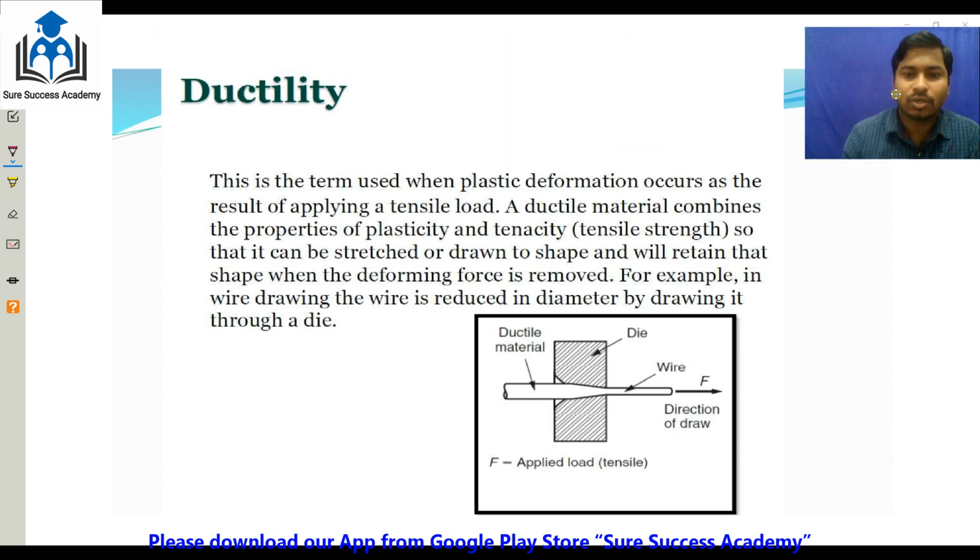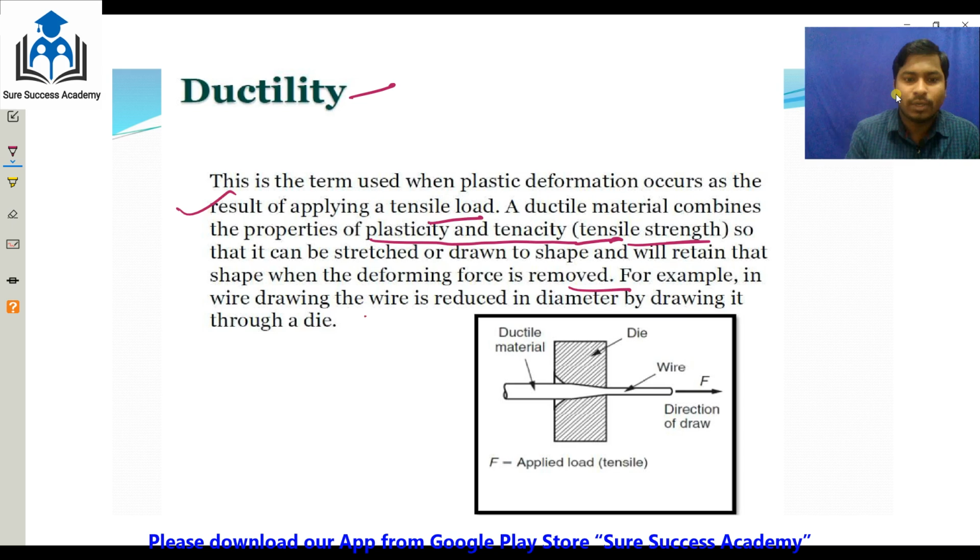Again, this is the term used for plastic deformation that occurs as a result of applying tensile loads. Ductility is the combined property of plasticity and tenacity. Tenacity is nothing but tensile strength, I already told you. Ductility is the combination of tenacity, that is tensile strength, and plasticity. The deformation will stay when the force is removed. You remove it, it will not come back.